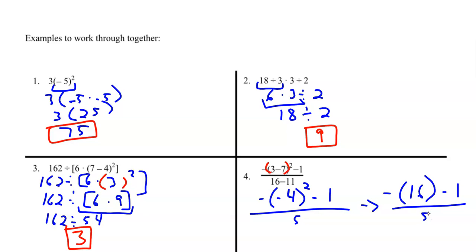And negative 16 minus 1 is going to be negative 17. And all of that's over 5. Actually, that should have been my answer. I'll go ahead and box it.